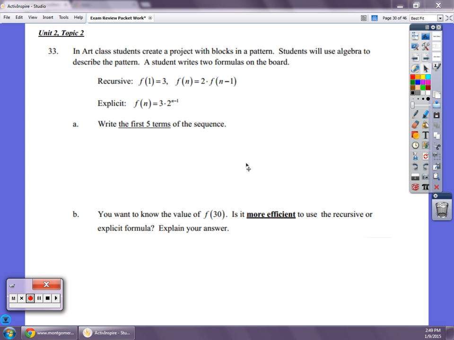Today we're going to be looking at Unit 2, Topic 2, Question 33. In art class, students create a project with blocks in a pattern. Students will use algebra to describe the pattern. A student writes two formulas on the board.